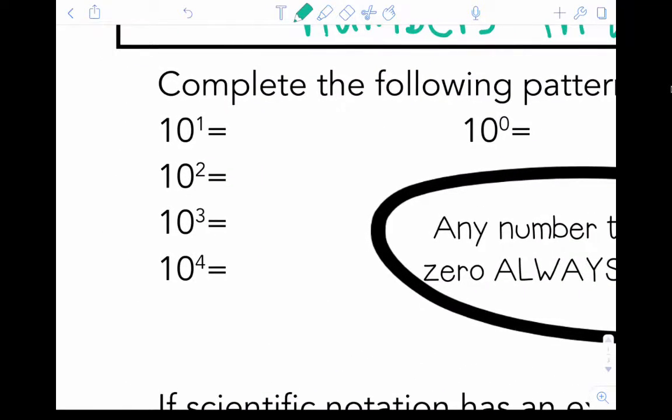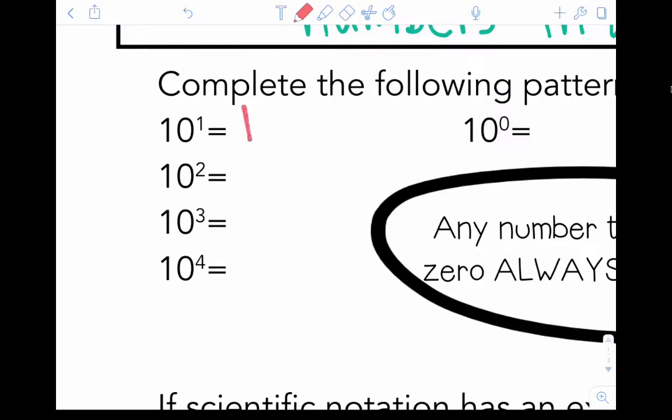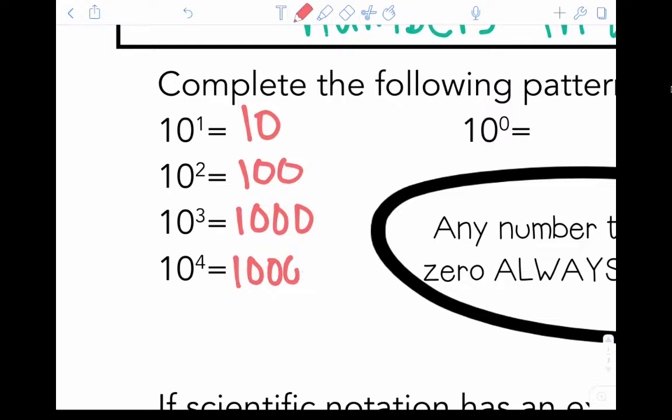So let's go through this pattern. If it helps, think about 3.1, that section. Think about the fast-growing plant activity that we did. 10 to the first is just 10. 10 to the second is 10 times 10, which is 100. 10 to the third is 10 times 10 times 10, which is 1,000. And then 10 to the fourth is 10,000. Now there's a couple patterns that you notice here. Every time that we increase our exponent by 1, we multiply the number by 10.